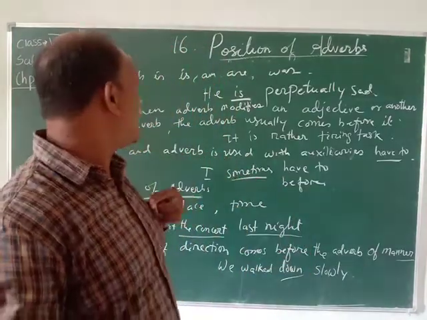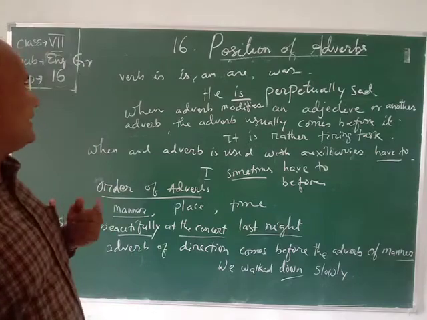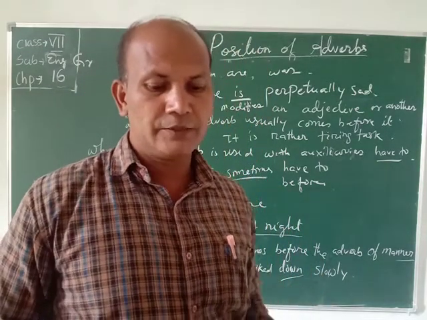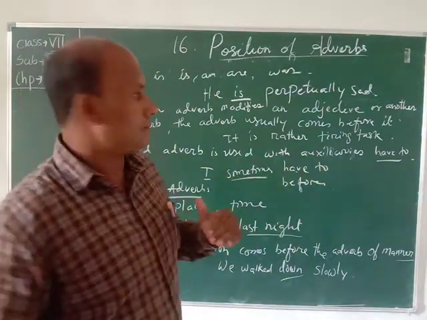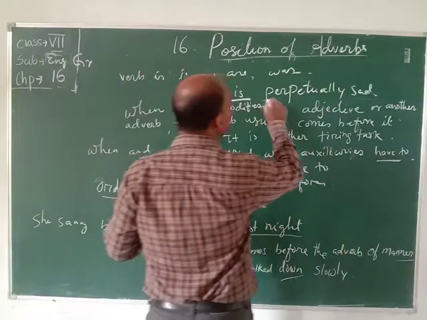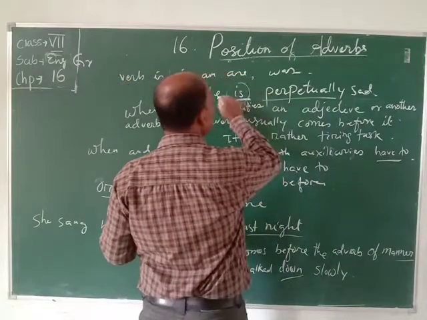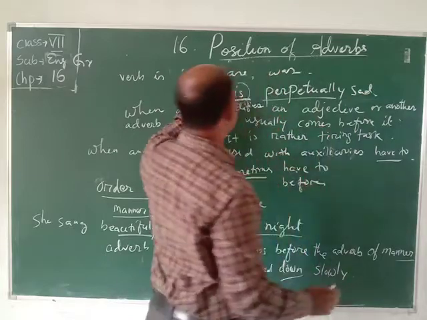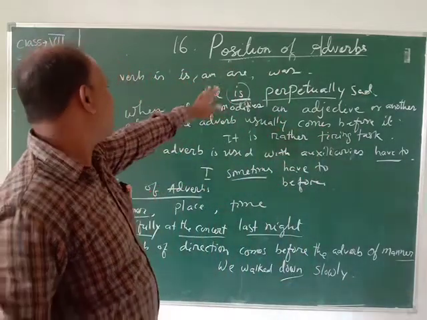So students, let's see. Verb, just like is and are. Here you can see the adverbs are placed after the verb, just like he is perpetually sad. After the verb is and are, the adverb is used. Do you understand?